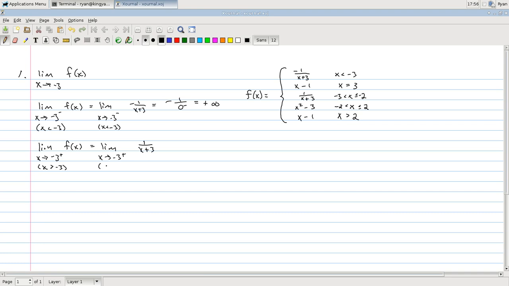And since x goes to negative 3 from the right, again, this means x is greater than negative 3. I try this by direct substitution. Negative 3 plus 3 is 0. But to analyze the sign here, we see that if x is greater than negative 3, then this sum here will be positive. So positive over positive gives us a positive infinity. And that says, since these two limits agree, the left and the right, that our overall limit is positive infinity.